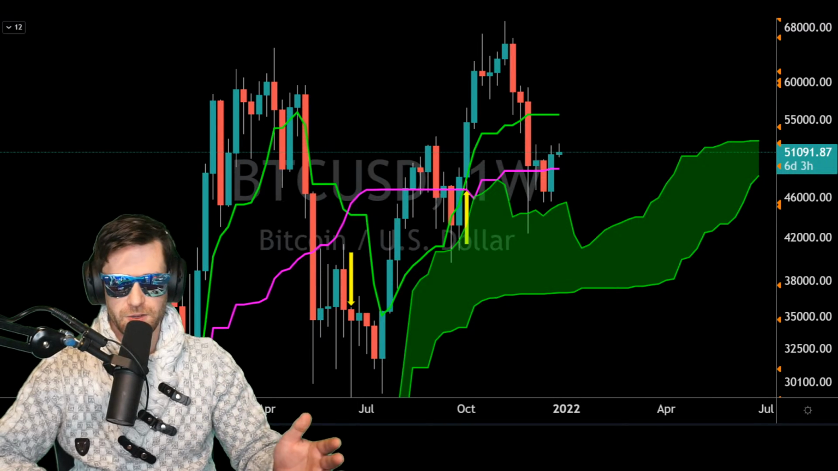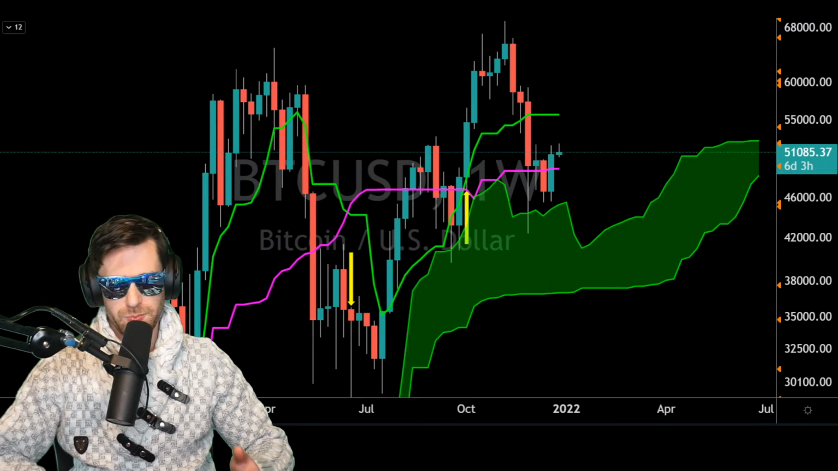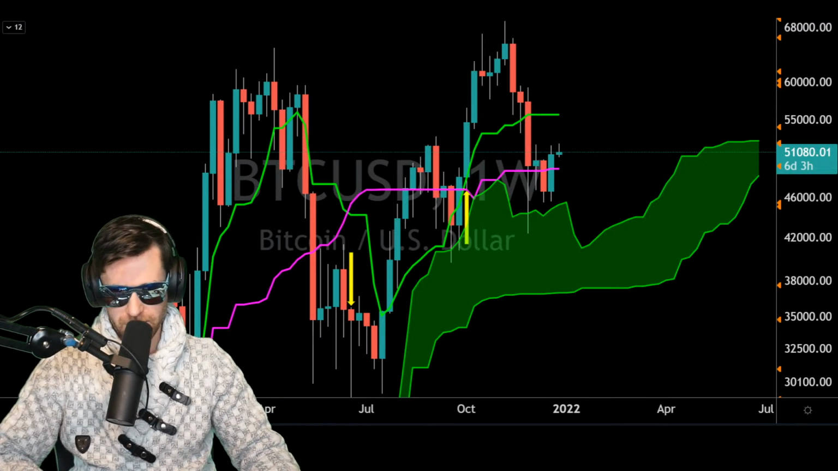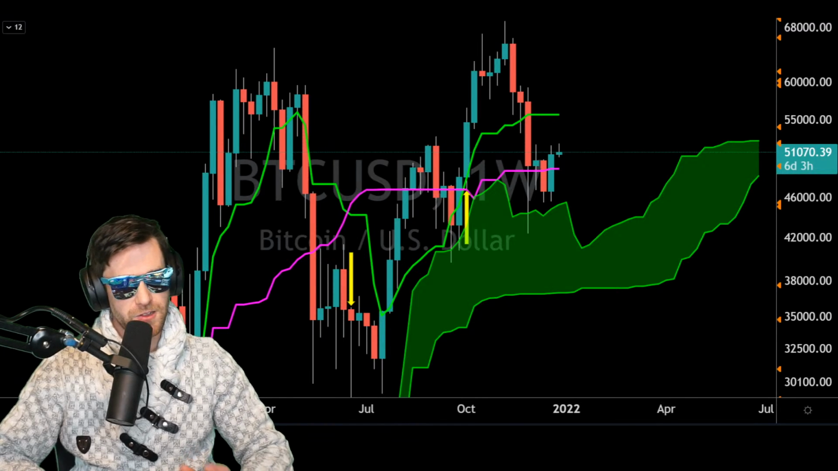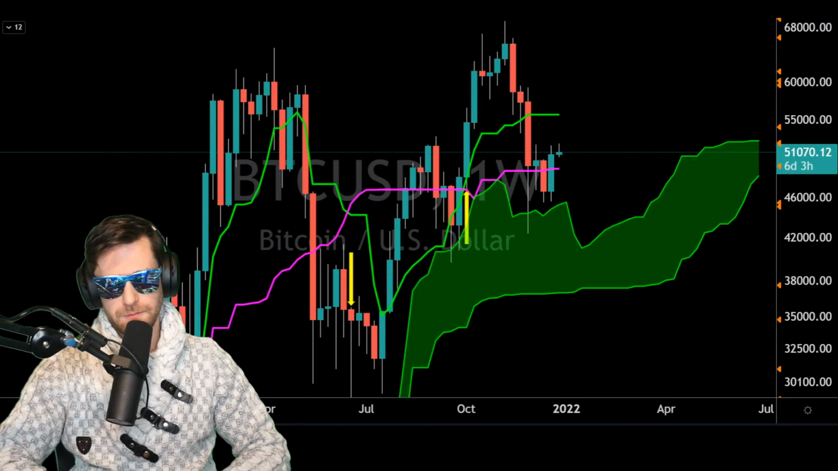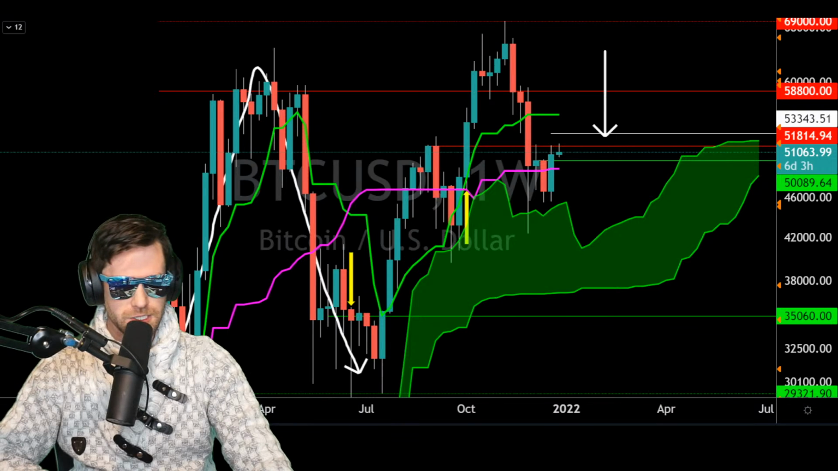The purple is looking farther back than the green. So if you think about it as moving averages, we can say the purple is kind of like the 200 weekly and the green maybe is the 20 or 50 weekly. The purple is going to be looking a lot farther back than the green. It's going to respond slower, but it's also going to be more important to hold.